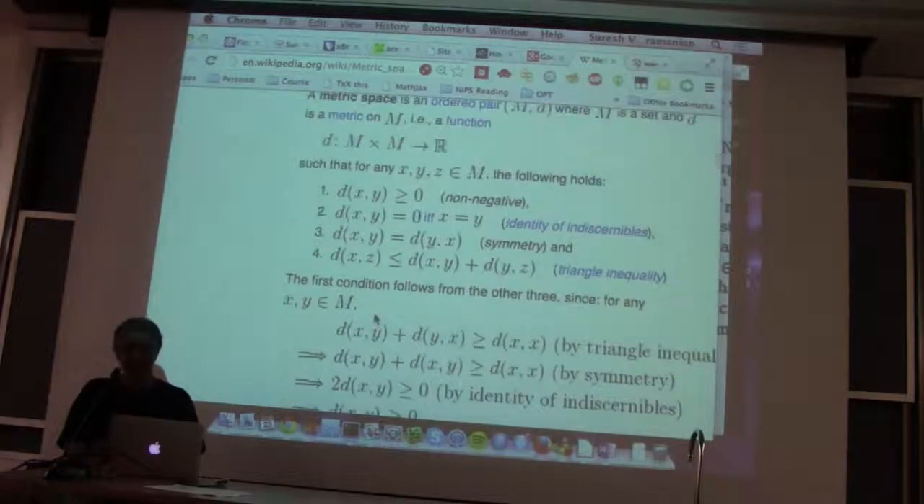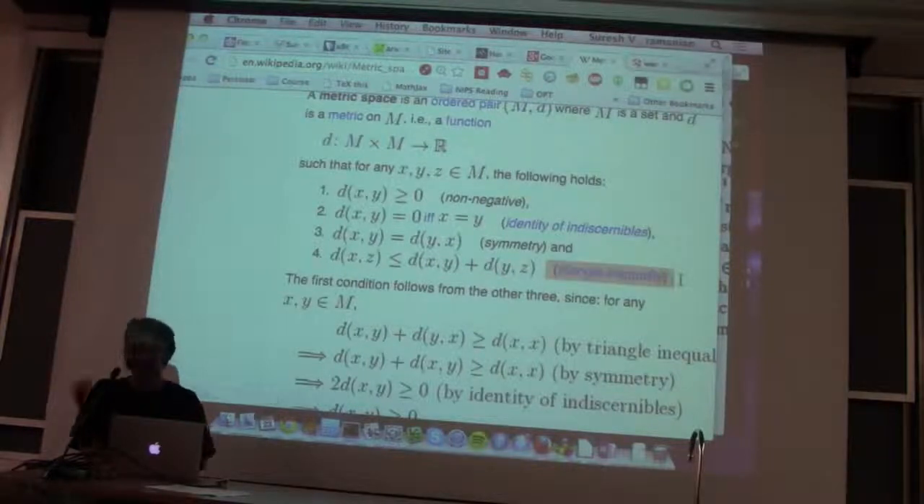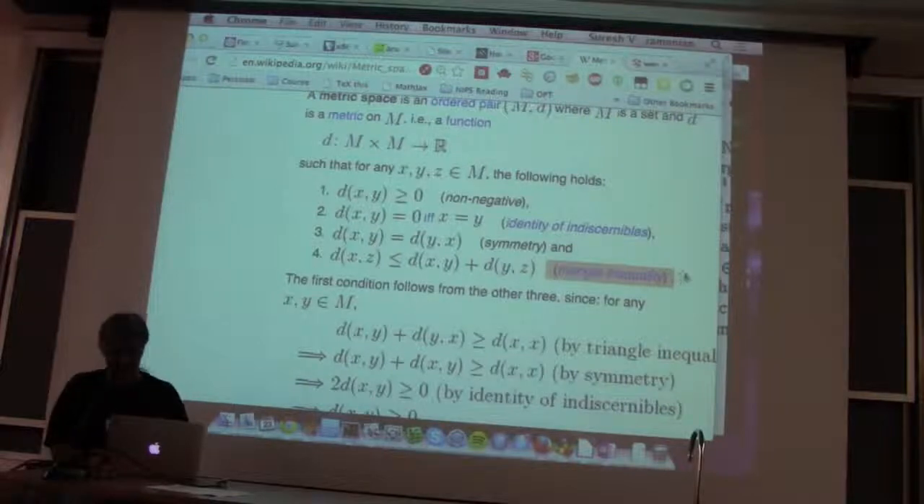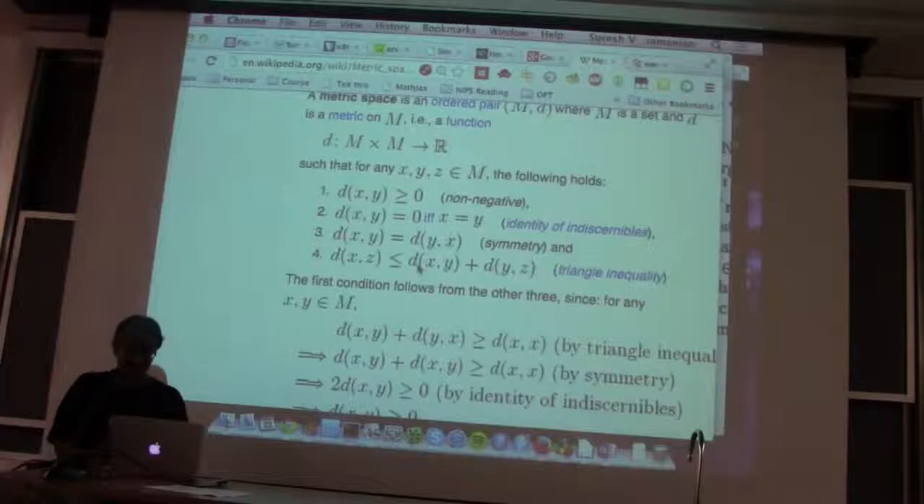And again, with the benefit of hindsight, I can tell you the real thing that matters is this one, this triangle inequality. But you don't know that, so I promise you I'd make a big deal of it. That's a side issue that's important. Because these things are, okay, it's non-negative, it's symmetric, that seems fine, but this seems to be non-trivial.